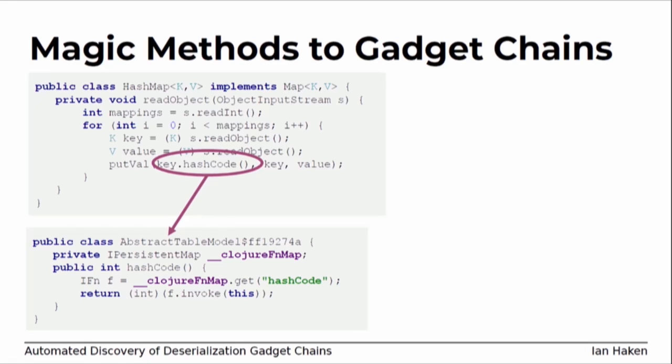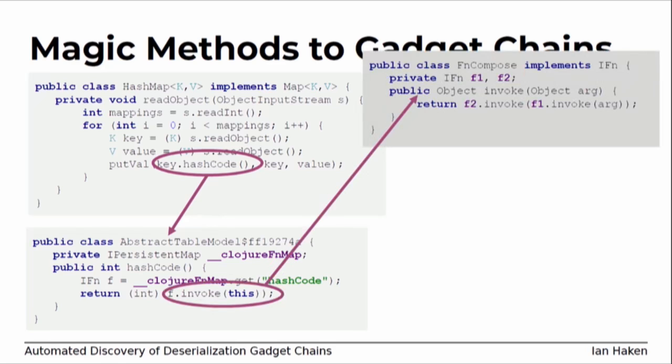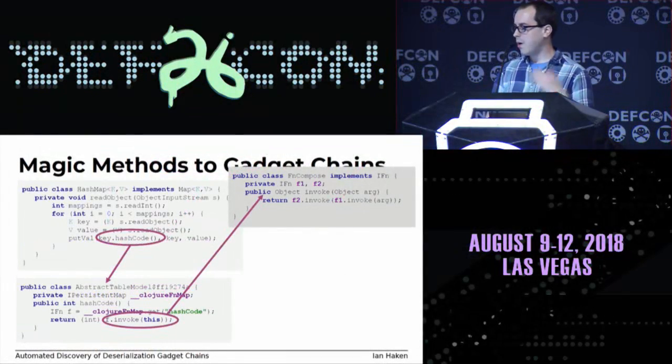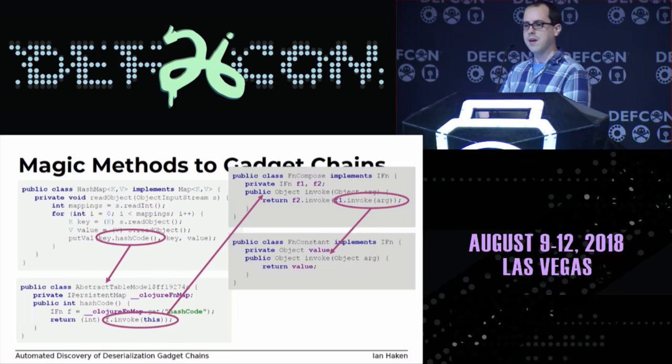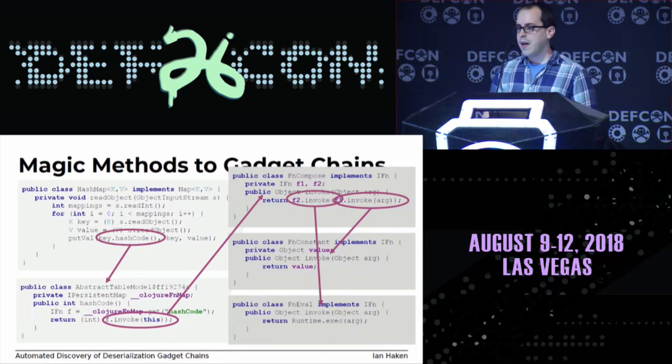And so inside that closure function map, we, the attacker, could serialize some interesting IFunction implementation. As an example, you could supply the compose function, which just has two member functions inside of it that it composes. As one of those functions, we could supply the constant function, and as the other function, we could supply eval.